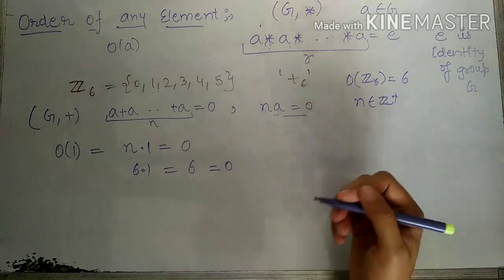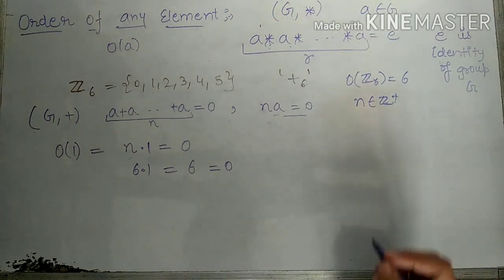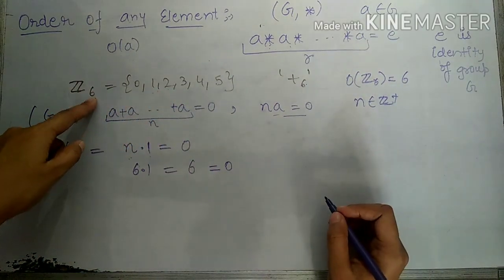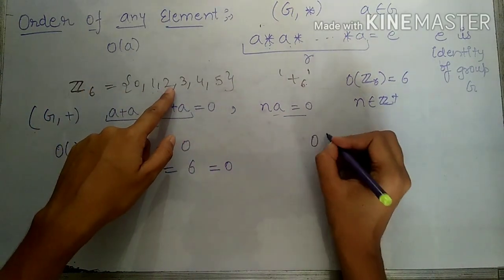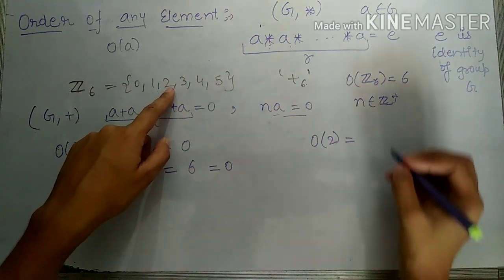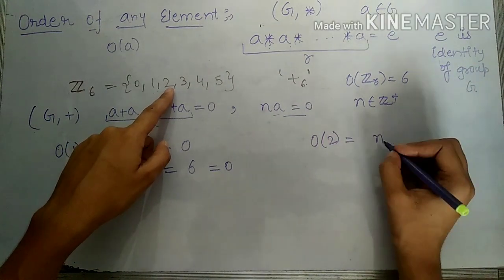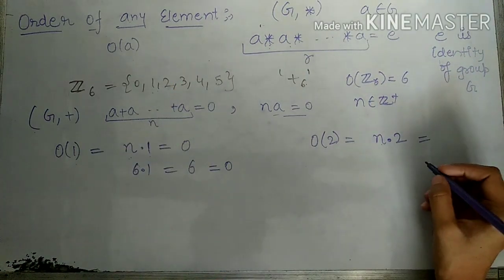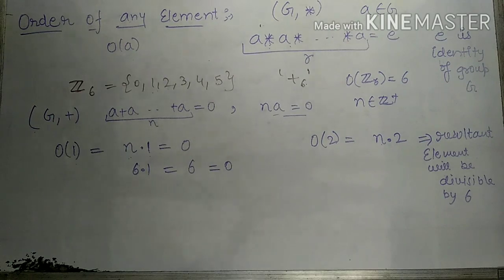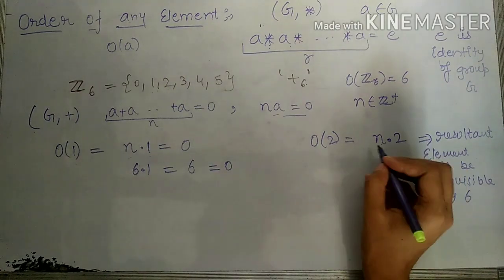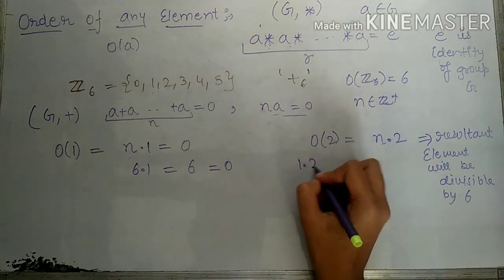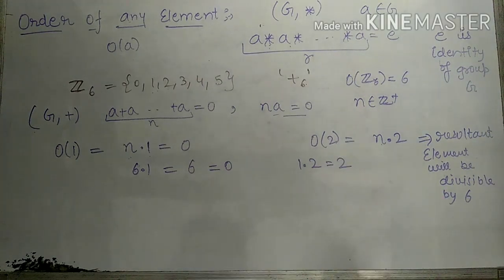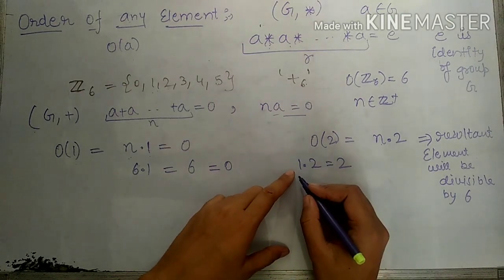Friends, let's understand it better. If you are to find the order of any element in this kind of group, how will you find it? If you are to find the order of 2, then you find the least positive integer n such that when n is multiplied by 2, the resultant element is divisible by 6. If you start with 1, if you take n to be 1, 1 into 2 is equal to 2. So 2 is not divisible by 6. So 1 is not its order.